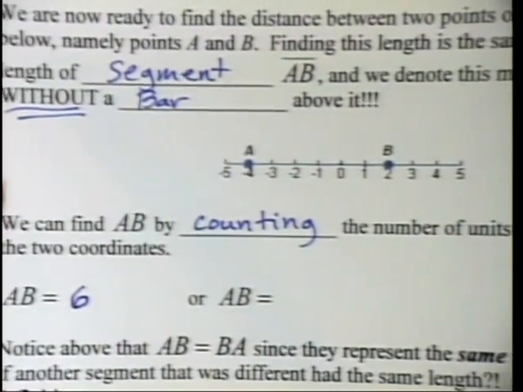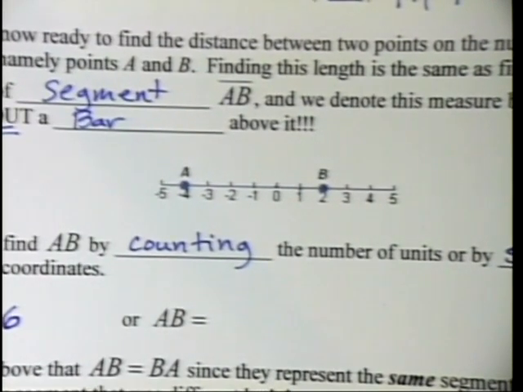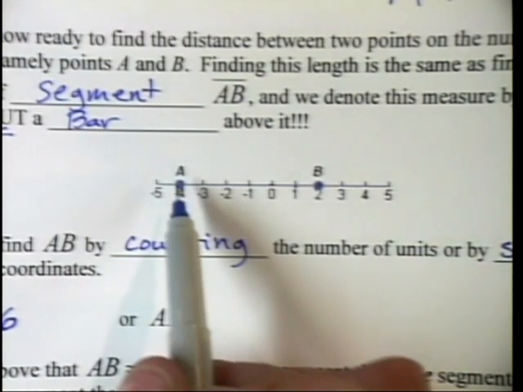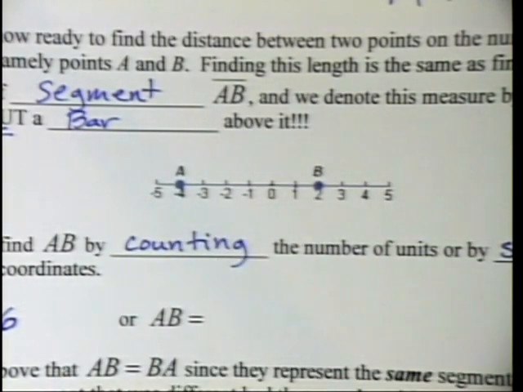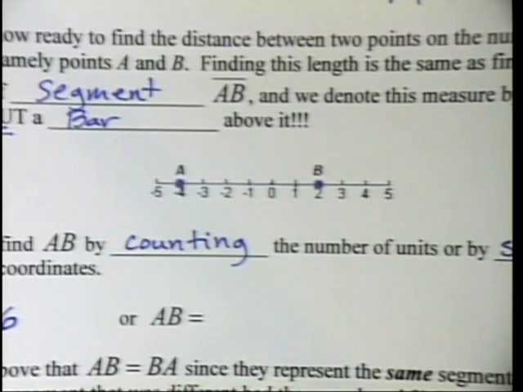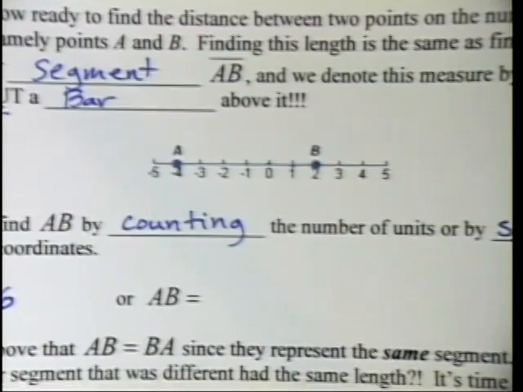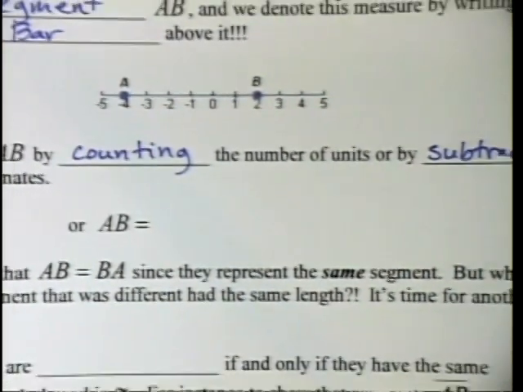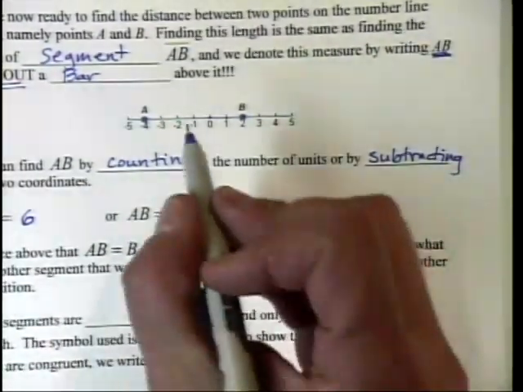Now that's fine and dandy, but what if those 2 points were not 6 units away? What if they were 100 units away or 1,000 units away? Do we really want to sit there and count 1,000 little points on the number line? The answer is not if we have a life, okay? We want to figure out a better way to do it. And the better way to do it is by using math, algorithms, by subtracting the coordinates. This works every time. Let me show you what I mean.